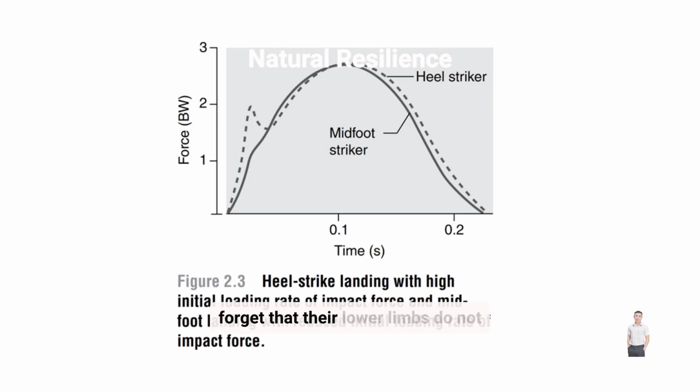Runners sometimes forget that their lower limbs do not have to be treated as weak, high-risk appendages that must be protected by external devices such as running shoes. If they are operating correctly, their own legs can be great shock-attenuating structures.